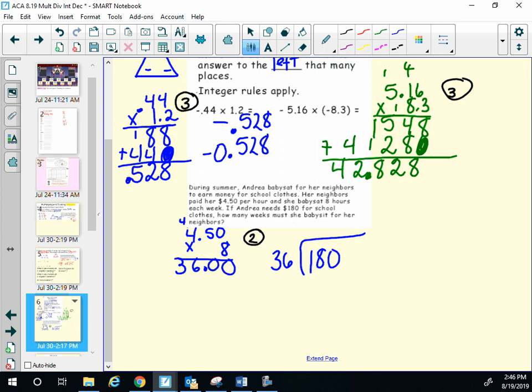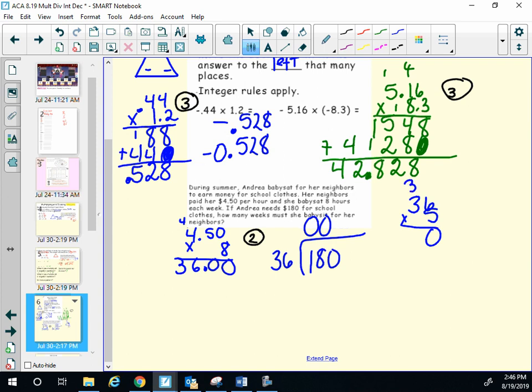Can 1 be divided by 36? No. So I should put a 0. How about 18? No. So I'll put another 0. Now I have 180 divided by 36. I don't know my 36s, so I'm going to have to try a couple of things. 36 times what? What do y'all think? What's the biggest number? We start with 5. You're going to start with 5? Okay, what's 5 times 6?